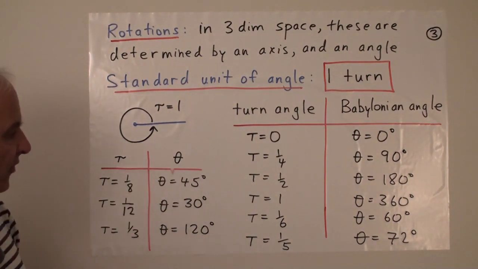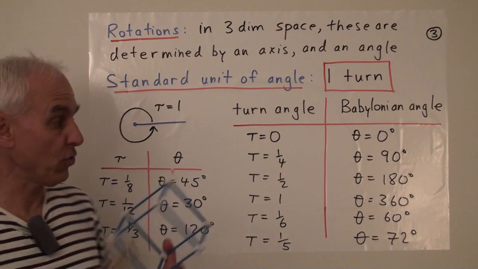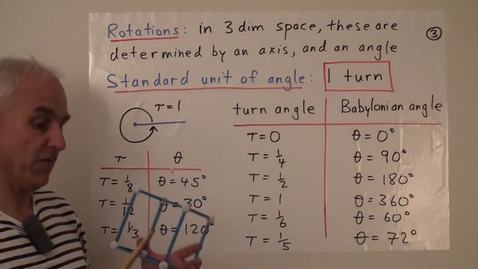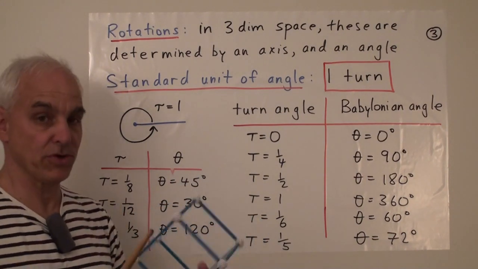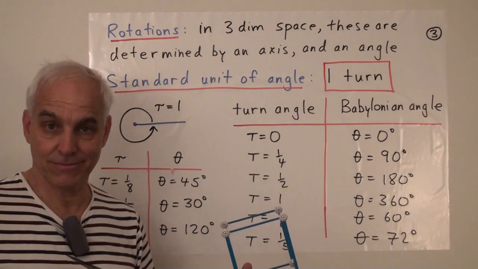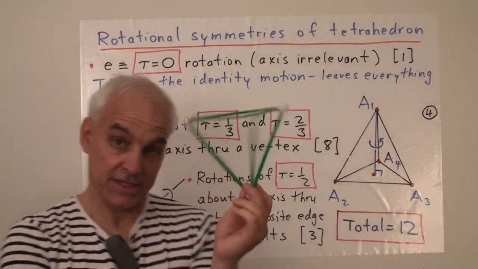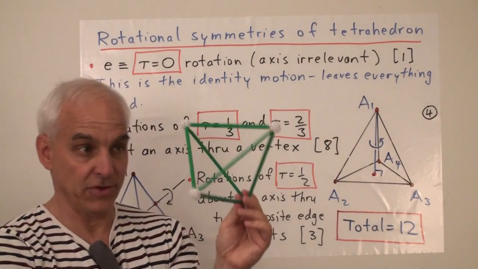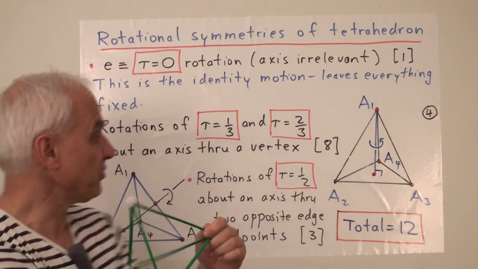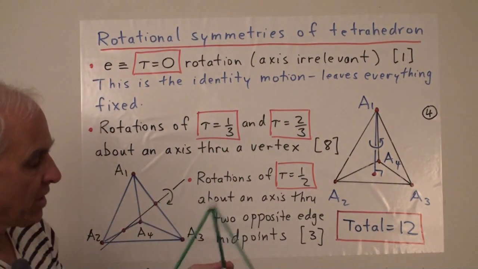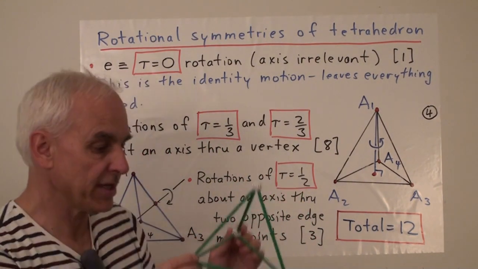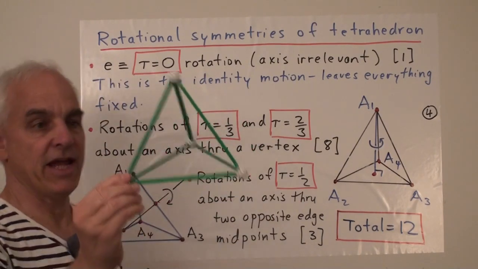Okay, so we have turn angles, so now let's describe rotations and have a look at symmetries of these objects in terms of how much we're turning about what kind of axes. Okay, so the simplest object is the tetrahedron. So let's have a look at the tetrahedron and ask ourselves, what kind of symmetries does this thing have? So let's put it in a standard position.